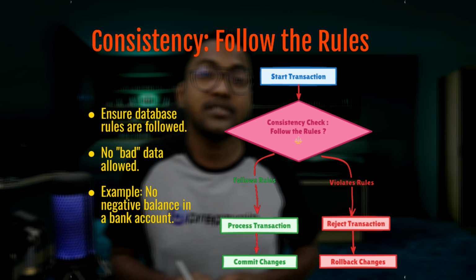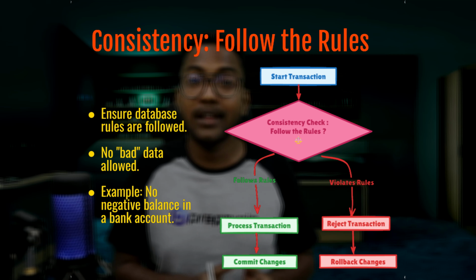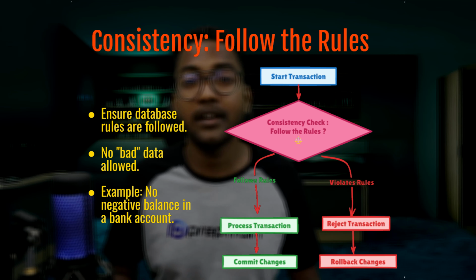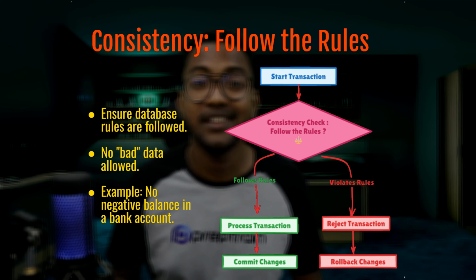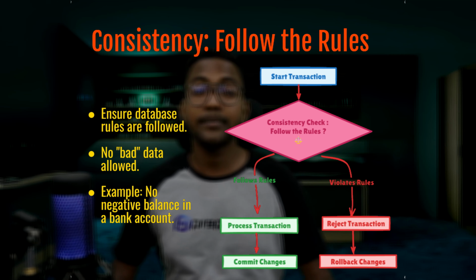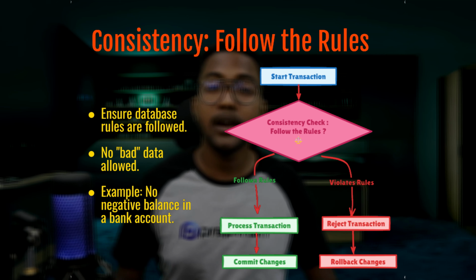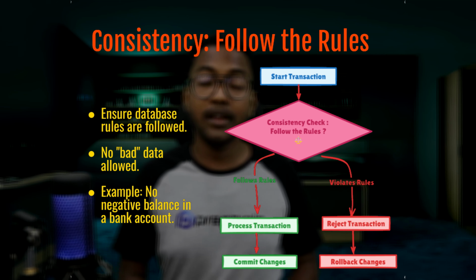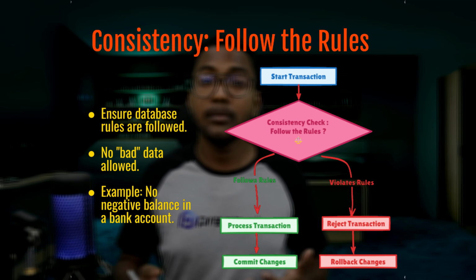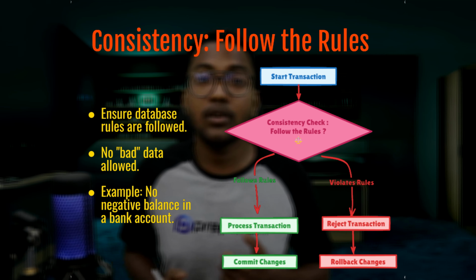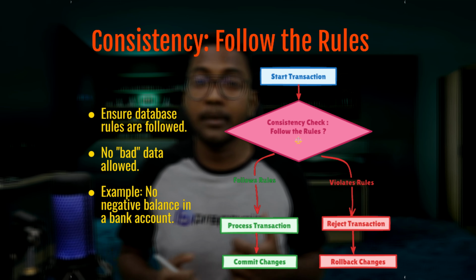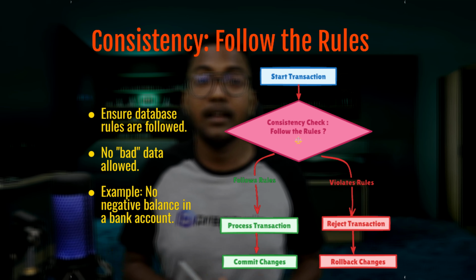This principle ensures that the database remains accurate and reliable no matter how many transactions are going on at once. It enforces the rules and keeps everything in check, making sure that your data stays in a valid state before and after each transaction. So to sum it up, consistency guarantees that all transactions follow the rules of the database, ensuring that your data remains valid and safe.